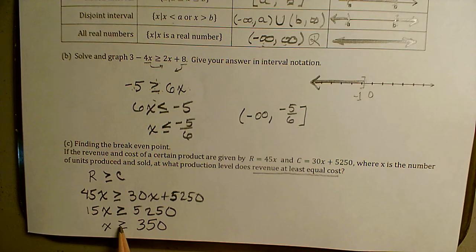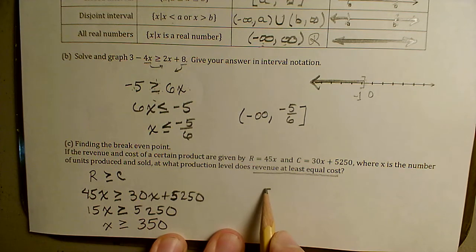So x is greater than or equal to 350 means that your revenue will exceed your costs. That's what you actually want, right? So it's at 350 that it's exactly equal, but we want greater than or equal to. So we would have to make and sell at least 350. How would we write that in interval notation?